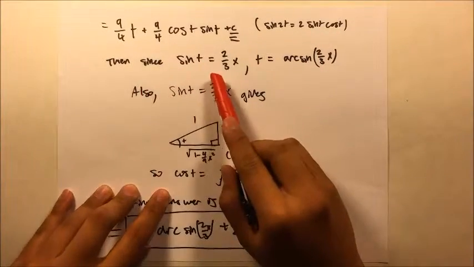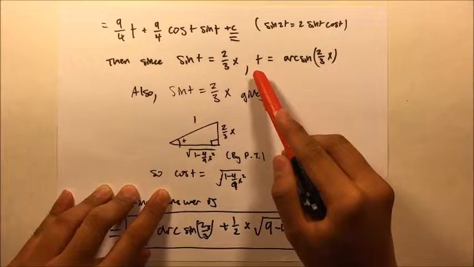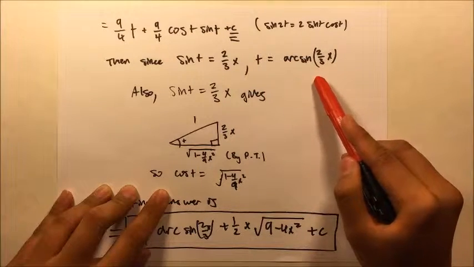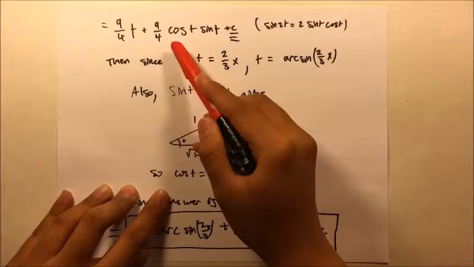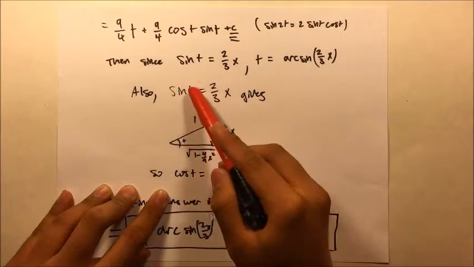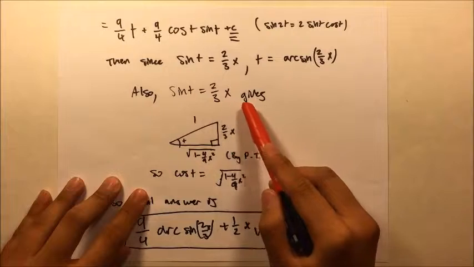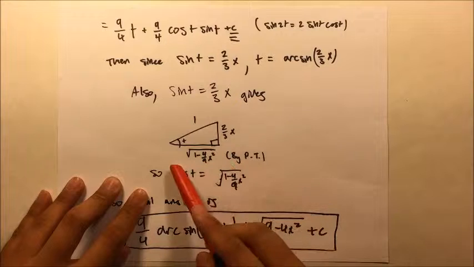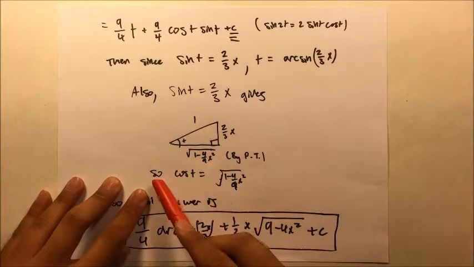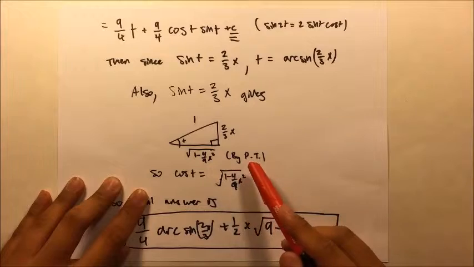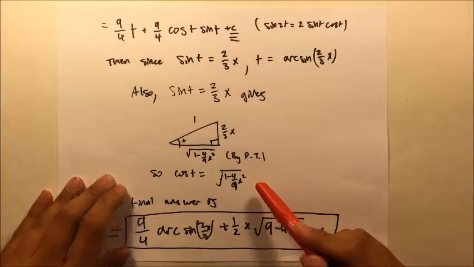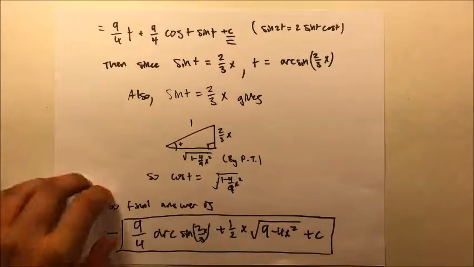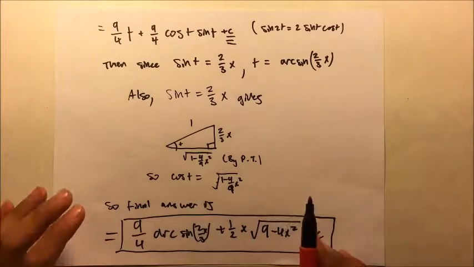Then since sine t equals 2/3 x, we do some trigonometric manipulation, which means t equals arc sine of 2/3 x, and we also need to find cosine t. So using this again, which we established in the beginning, we put it into a right triangle and use the Pythagorean theorem to complete the right triangle. And so cosine t equals root (1 minus 4/9 x squared). And to put this back in terms of x, and not leave it as t as originally asked for, that's also a common mistake, so be sure to avoid that on an exam.